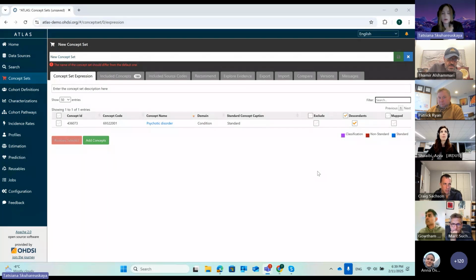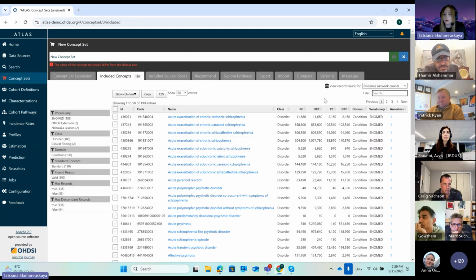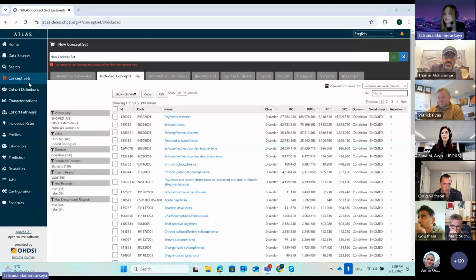So just a shout out once again, this is a wonderful new addition. We have our first draft of a concept set. Let's look at what is actually in there. We're going to go into the included concepts tab, and we're going to once again filter and sort via DRCs out of evidence network counts, and let's look at what we have.